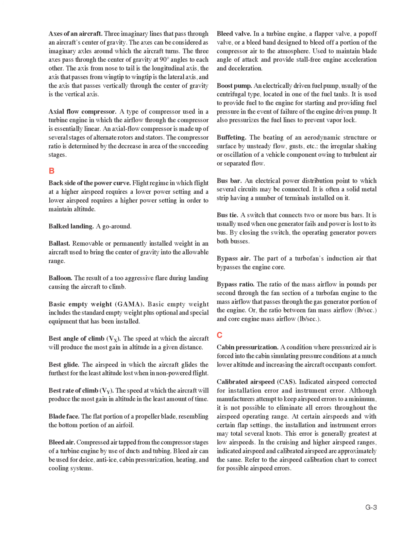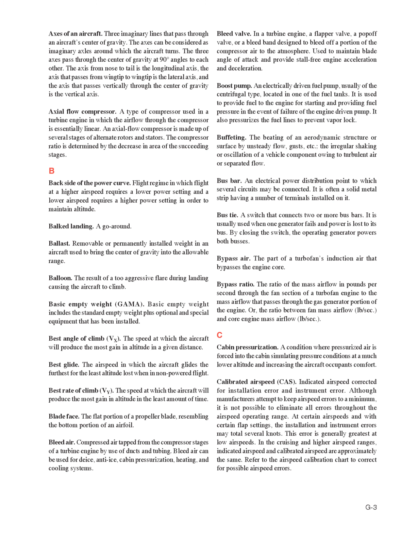Axis of an aircraft. Three imaginary lines that pass through an aircraft's center of gravity. The axis can be considered as imaginary axles around which the aircraft turns. The three axes pass through the center of gravity at 90 degree angles to each other. The axis from nose to tail is the longitudinal axis, the axis that passes from wingtip to wingtip is the lateral axis, and the axis that passes vertically through the center of gravity is the vertical axis.